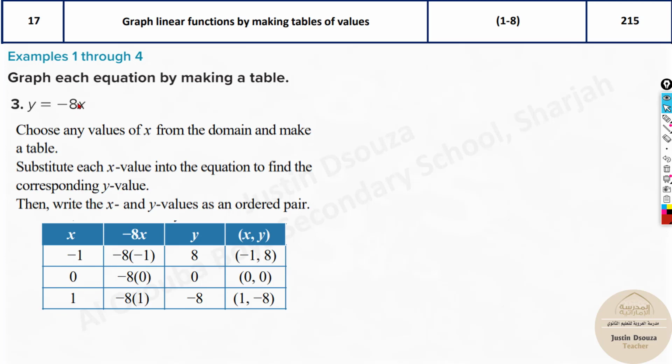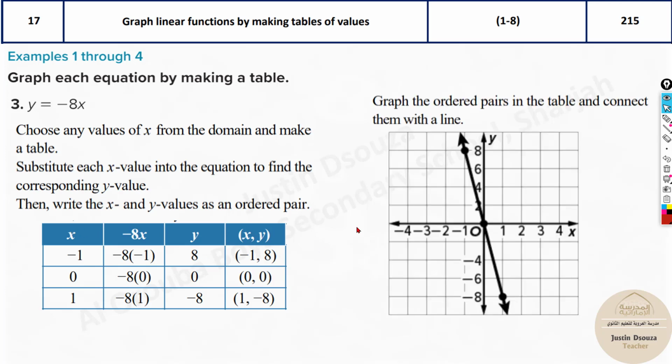Now here substitute this. Minus 8, now x value is assumed to be minus 1. Minus 8 times minus 1 will become 8. And what about this? Minus 8 times 0 is 0. Minus 8 times 1 is minus 8. You don't need this column. Only x and y is enough, and then you just graph it.